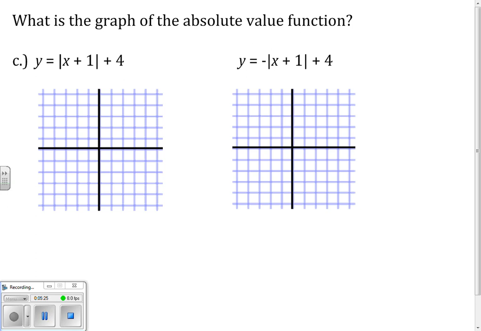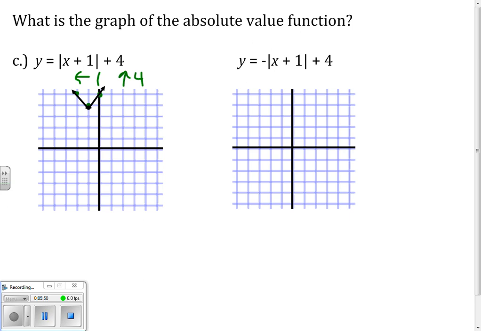So in letter C, we have two translations going on. I've got a left 1 and an up 4. So this is kind of like battleship to me. Left 1 and up 4 means move left 1 and go up 4 and then put your first point. And from there, count off your slope. Your slope is still going to go up 1 on this side and up 1 on that side. And I'm not going to go up any further because I ran out of room. This absolute value ends up looking like a baby, but it is the same thing.